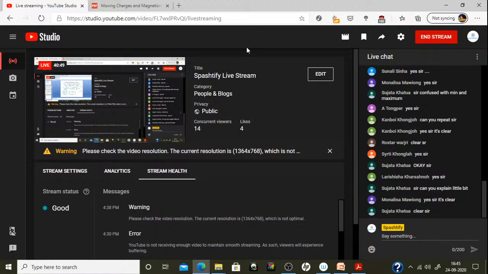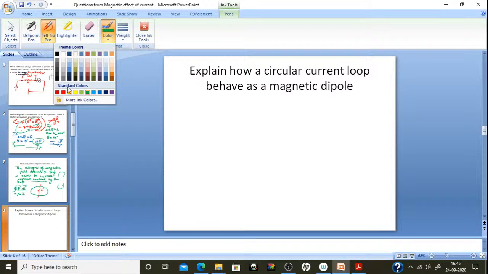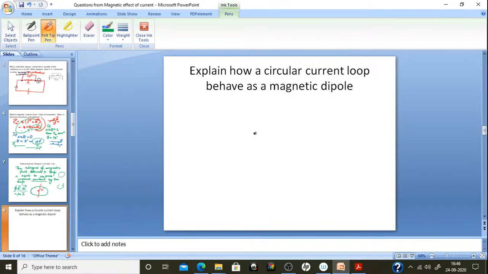Okay, next question. Explain how a circular current loop behaves as a magnetic dipole. This also I remember I have given you the notes. Suppose I have a circular loop like this, right? And this loop carries a current I.